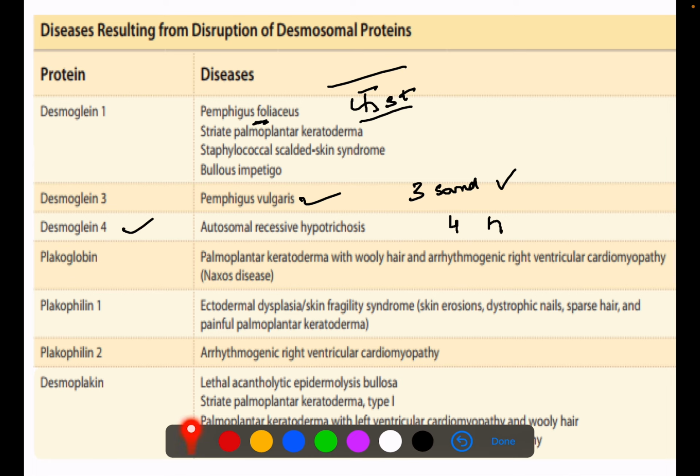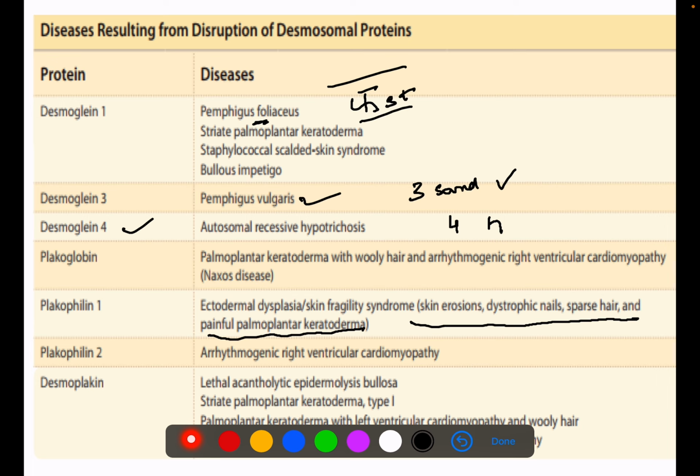Then we have plakoglobin: palmoplantar keratoderma with woolly hair and arrhythmogenic right ventricular cardiomyopathy. It is called Naxos disease. From plakoglobin you can remember Naxos: Plako-Naxos. Then we have plakophilin: ectodermal dysplasia, skin fragility syndrome. Here we have skin erosions, dystrophic nails, sparse hair, and painful palmoplantar keratoderma. Plakophilin 1, plakophilin 2. Plakophilin 2 is arrhythmogenic right ventricular cardiomyopathy, not required for us.